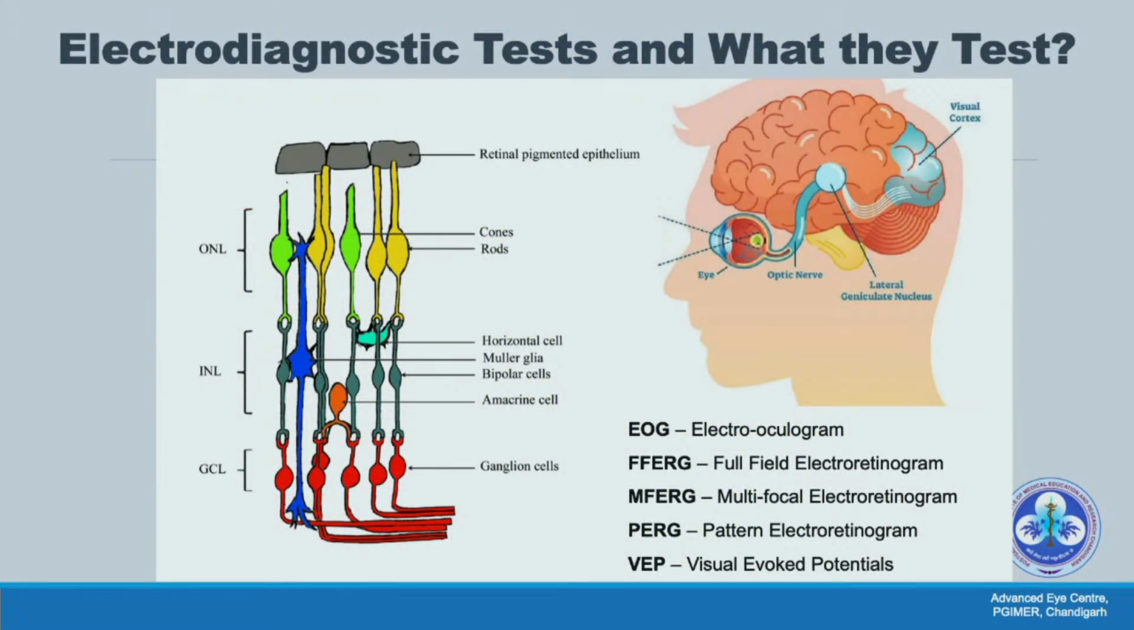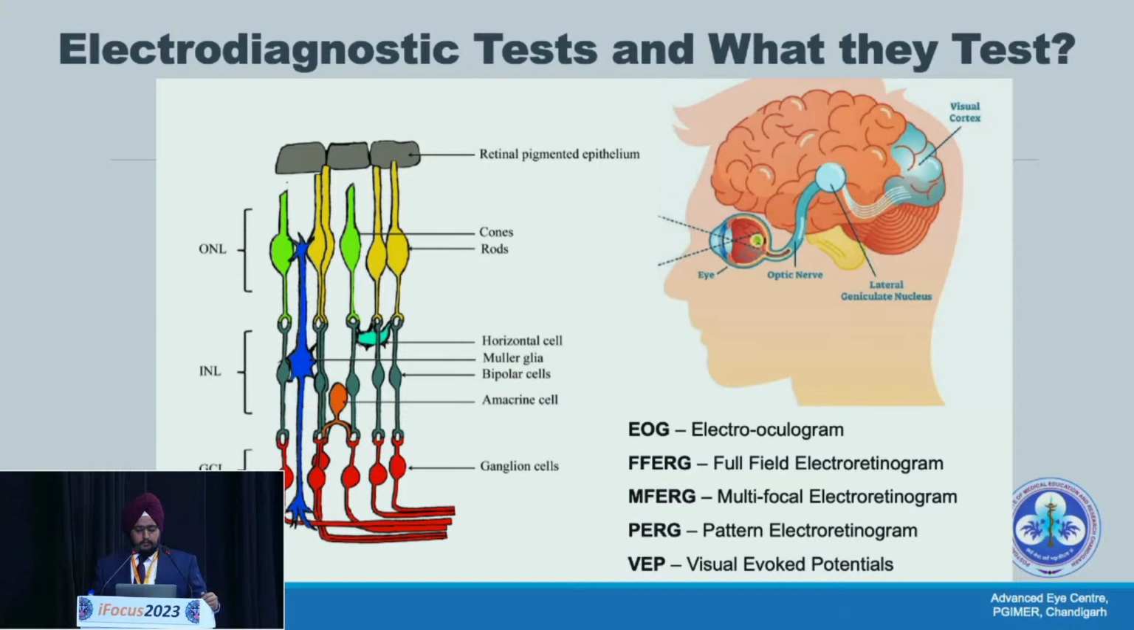So coming to the electrodiagnostic tests and what they test, this is basically the visual pathway that we have. We have the retina, and the pathway going from the optic nerve right up to the visual cortex in the occipital lobe. So we need to test each component of this pathway one by one, and that is what electrophysiology is going to give us.